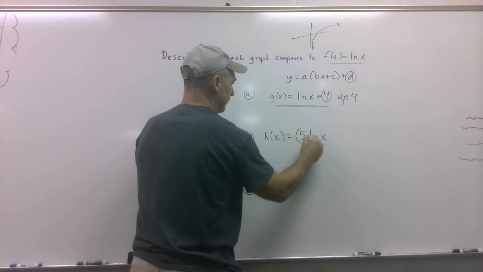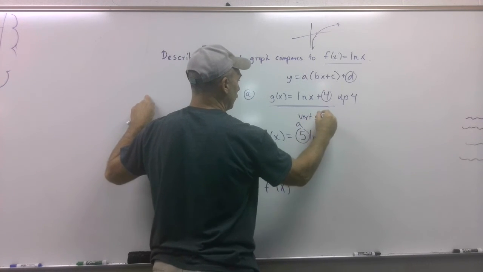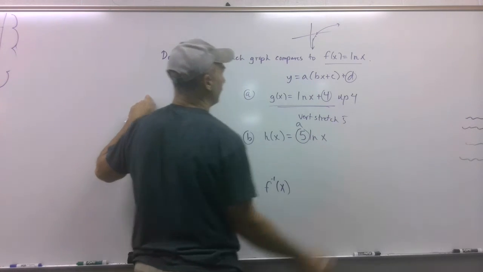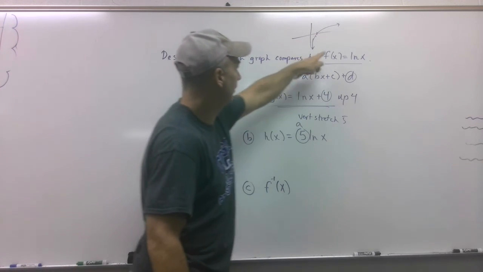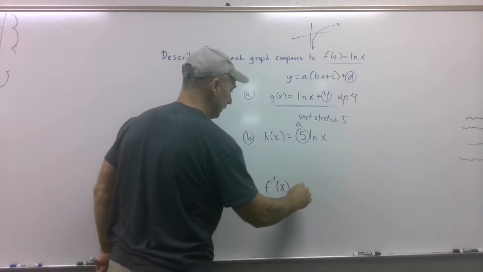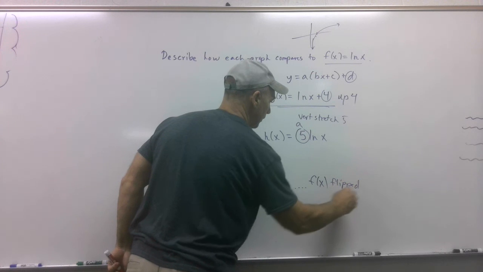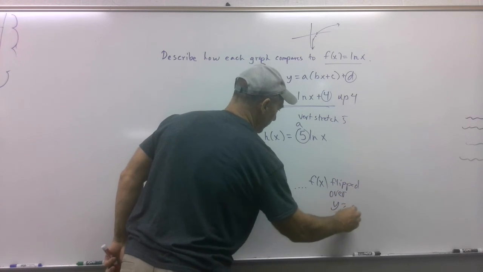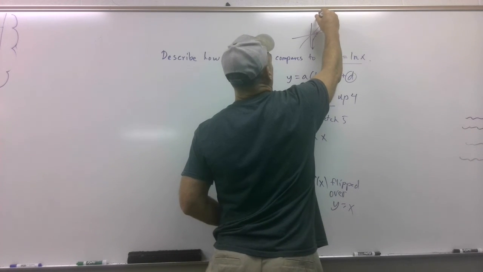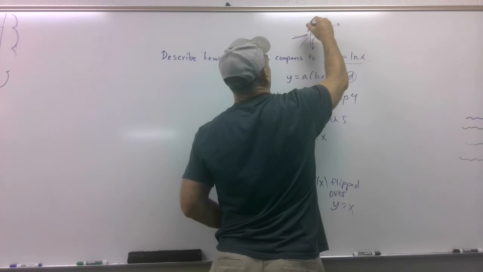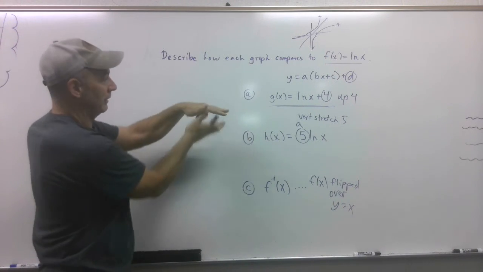This one, what is this? That's my A. Well, I have to describe. Will that be a vertical stretch? 5. Done. I threw this one in for free. How does this compare to that? Well, remember, it's just f of x flipped over y equals x. So if I was to actually go rip and then flip it, what would that look like? Uh-oh. Kind of like that. Terrible drawing, but we didn't have to graph it, just had to describe it.